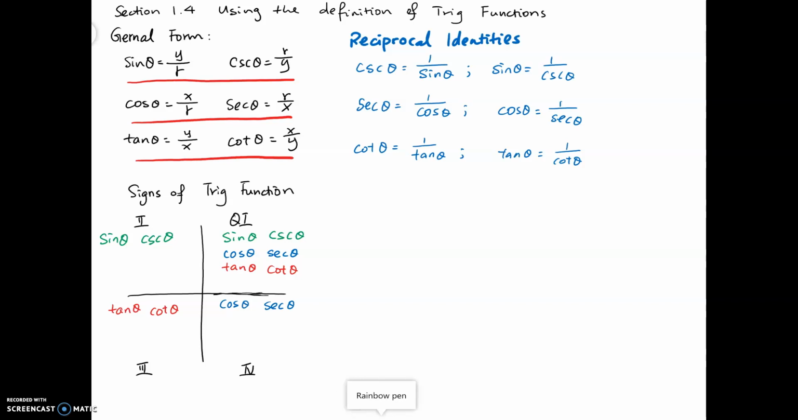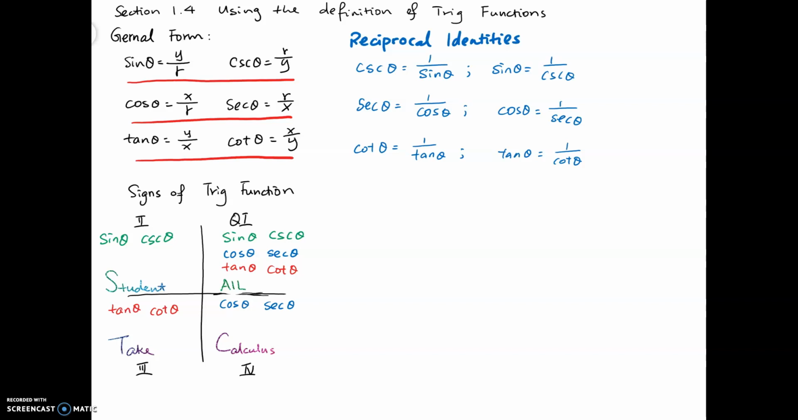There are professors who say you can remember it this way: all students take calculus. So everything in quadrant 1 is positive. The sine family in quadrant 2 is positive only. The tangent family is positive in quadrant 3, and the cosine family is positive in quadrant 4.